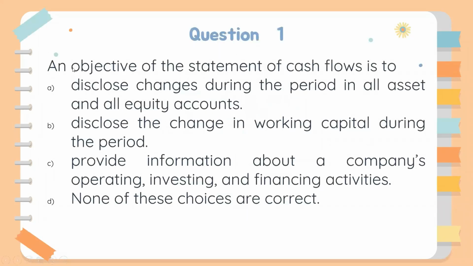Question number 1: an objective of the statement of cash flows is to, letter A, disclose changes during the period in all asset and all equity accounts. Letter B, disclose the change in working capital during the period. Letter C, provide information about the company's operating, investing, and financing activities. Letter D, none of these choices are correct. If you know the answer, guys, you can unmute or type your answers.